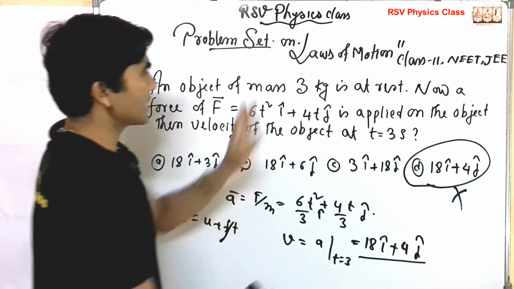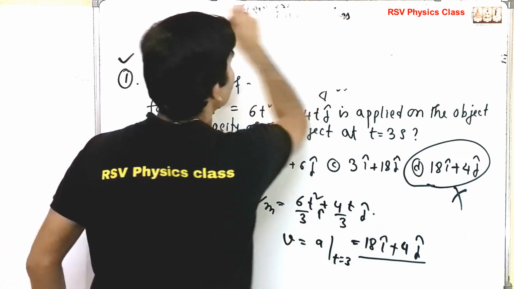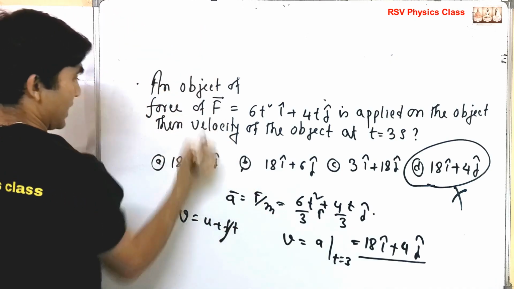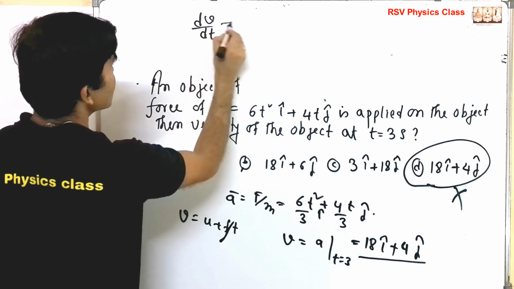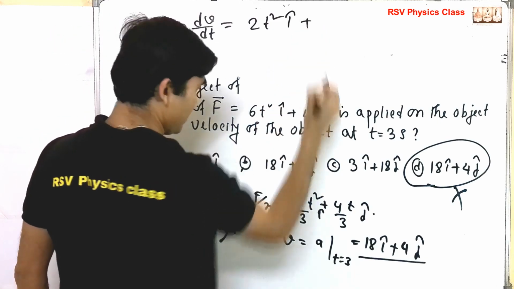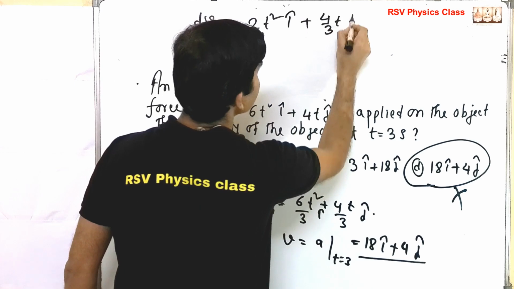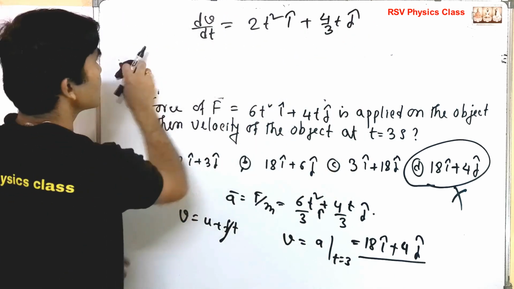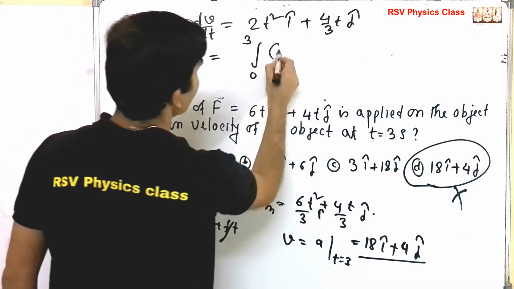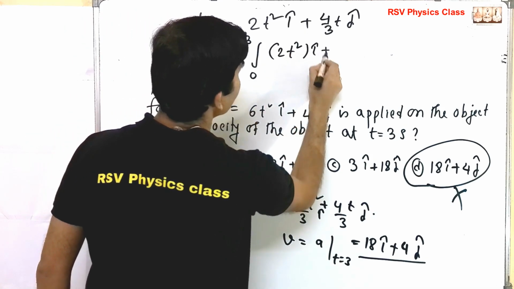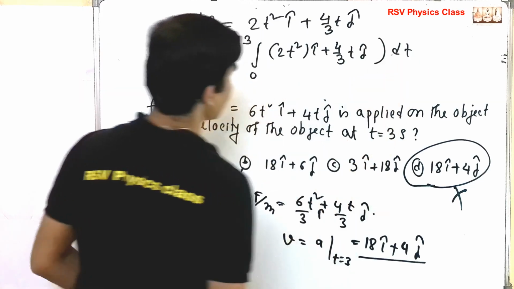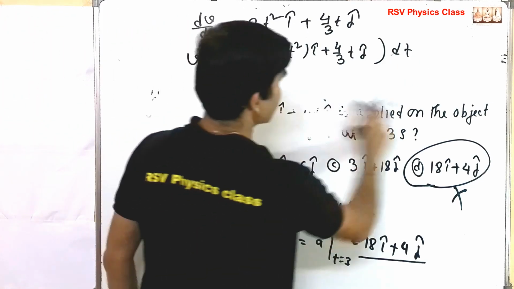Okay, you cannot just put t equal to this and this. So in order to tackle this question, now the real answer is how you have to tackle this object. So acceleration, dv by dt, is instantly changing. So it is 2t squared i cap plus 4/3 t j cap. So velocity equals integration from 0 to t, which is 3 seconds, of 2t squared i cap plus 4/3 t j cap dt.